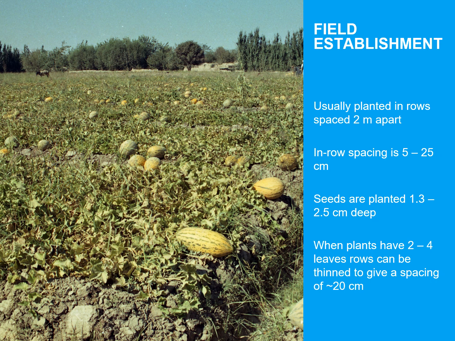Plants are usually planted into rows, spaced about 2 meters apart to facilitate growth and harvesting. In-row spacing is between 5 to 25 centimeters. Seeds are planted at a depth of about 1.3 to 2.5 centimeters. When plants have around 2 to 4 leaves on them, the rows can be thinned out to give more space to the larger plants. Then the spacing ends up being around 20 centimeters between plants.